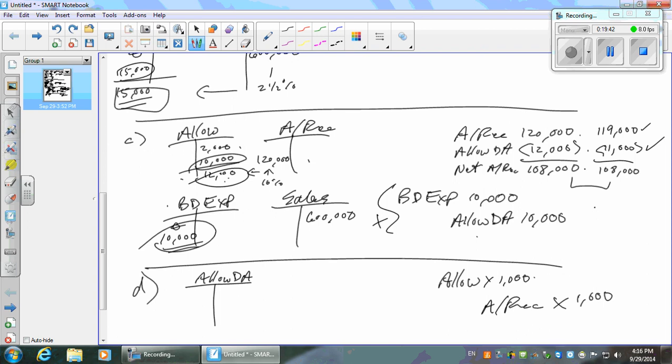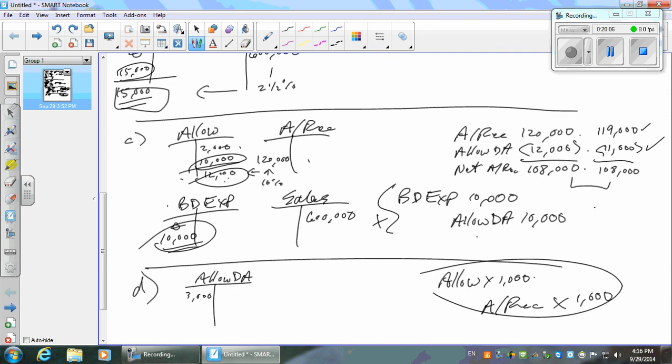When do you record bad debt expense? In the period you have the sale. When do you record writing off an account? In the period you give up. Probably not the same year. So for D, there's no change. No, that wasn't D. That's just what would happen if I wrote one off. All I was saying is, how do we get a $3,000 debit here? How did you get a $3,000 debit?